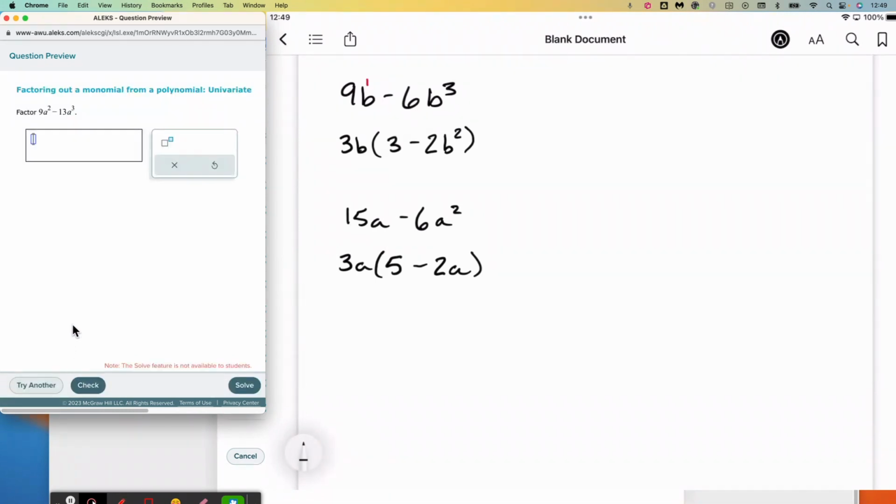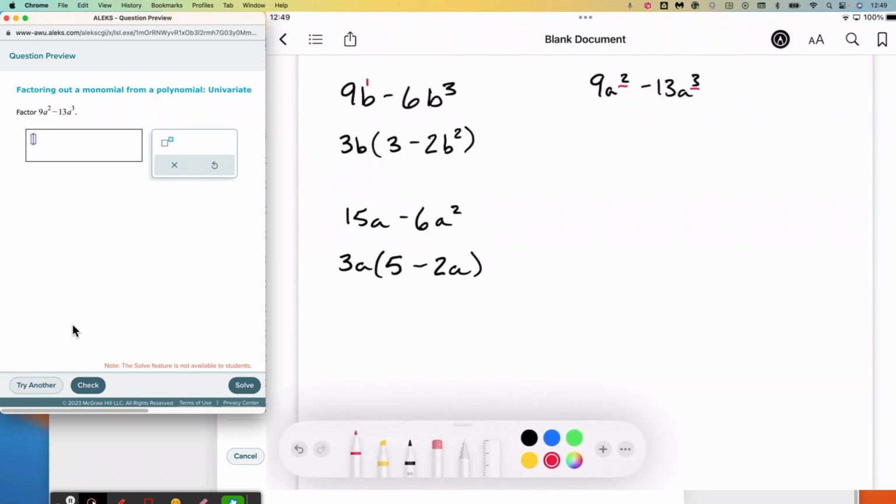Okay. And here we have one that does not have an exponent of 1 on the a, which is nice. So we have a 9a to the power of 2 minus 13a to the power of 3. And so the number side of it, there's going to be no number that goes into both 9 and 13 because 13 is prime. And so the only thing that we can factor out is an a. And so to figure out how many a's we can factor out, we look at how many they each have.